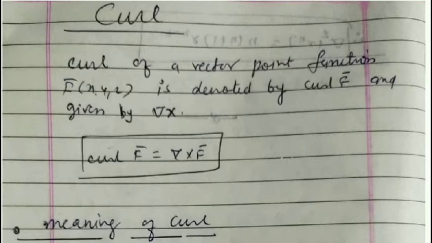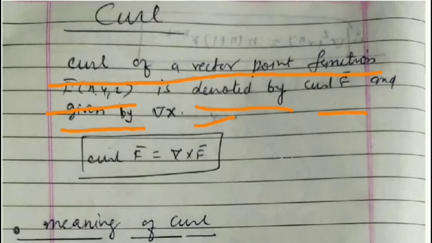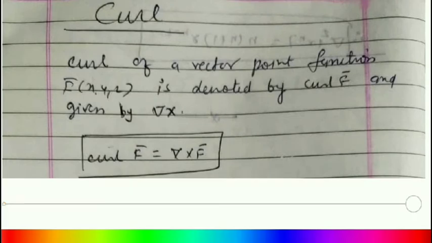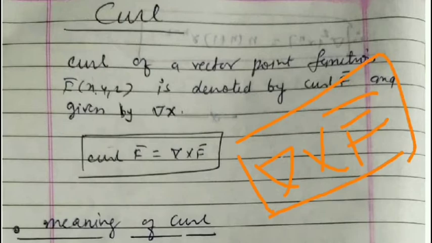The definition of curl: the curl of a vector point function f bar (x, y, z) is denoted by curl of f bar and is given by del cross f bar. That means the curl of f bar equals del cross f bar. We know that the divergence is del dot f bar, so the curl is del cross f bar. Remember that the formula of curl of vector point function f bar is del cross f bar.